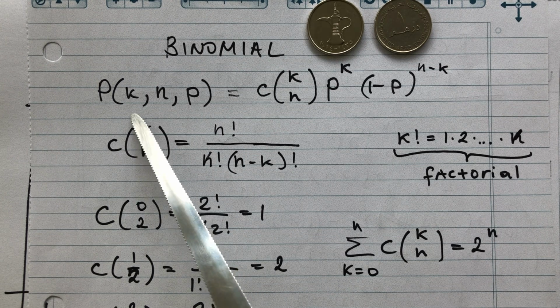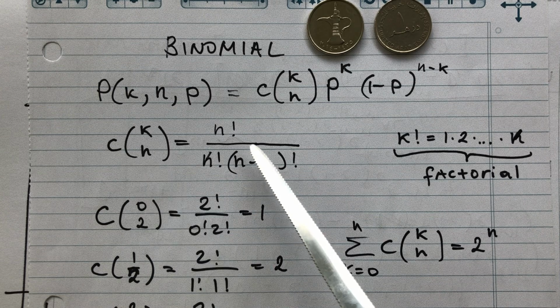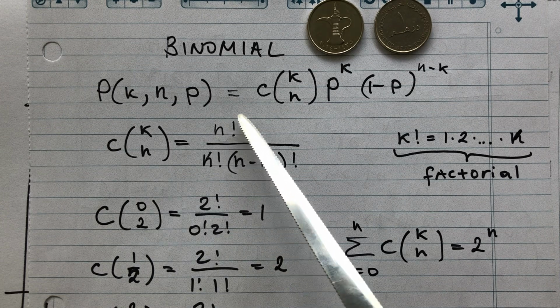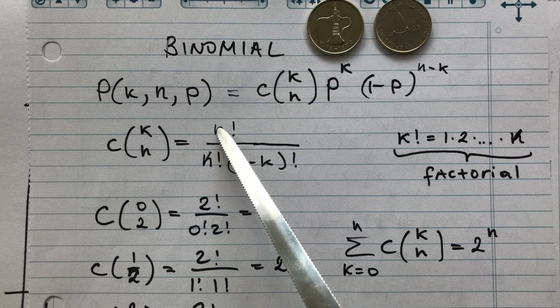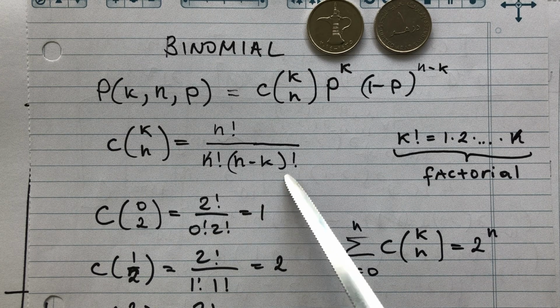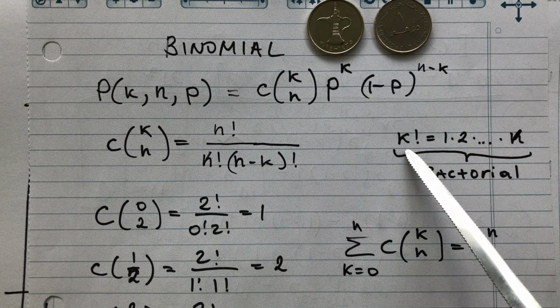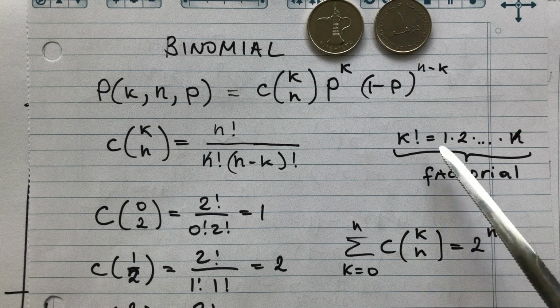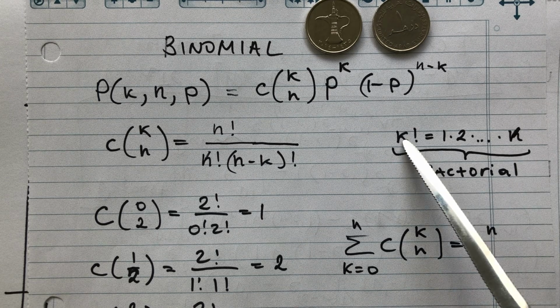How do you write down this binomial coefficient? Well, you can write it down as follows. It looks a little complicated, but it really is not. All it has is n factorial divided by k factorial and n minus k factorial, and the factorial itself is the product of 1 by 2 by 3 and so on up to k, factorial k.